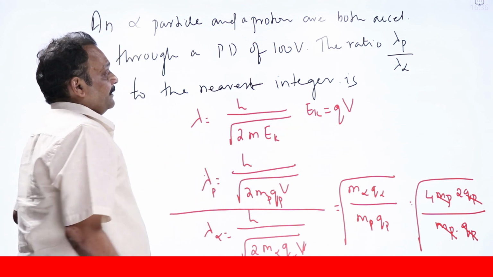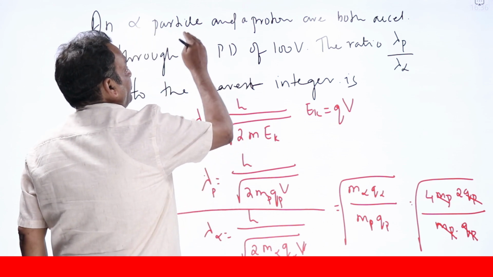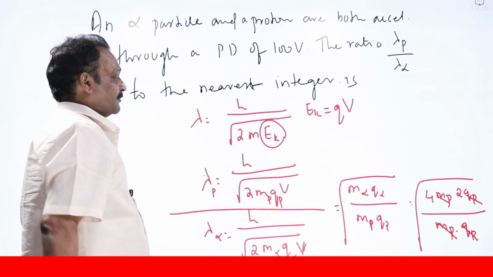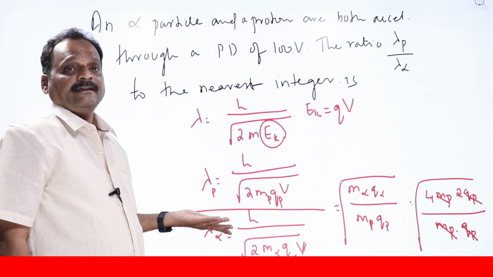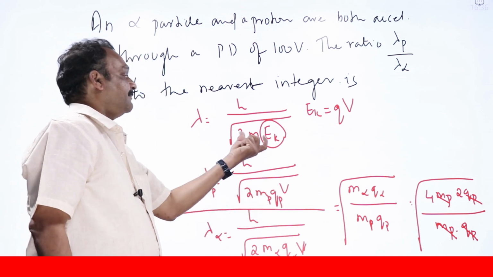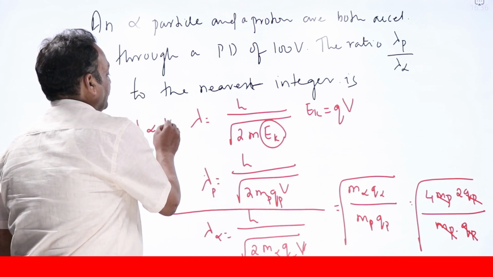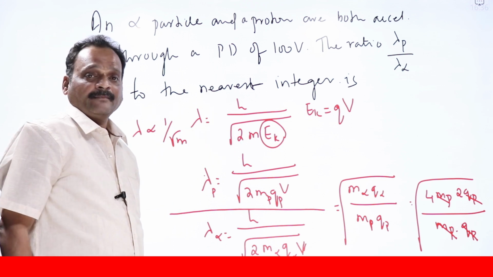Or instead of potential difference, they may say a proton and an alpha particle have the same kinetic energy. What is the ratio of the de Broglie wavelengths? Then we don't have to go into qV, because the kinetic energy EK is the same. So lambda is proportional to 1 by root m.